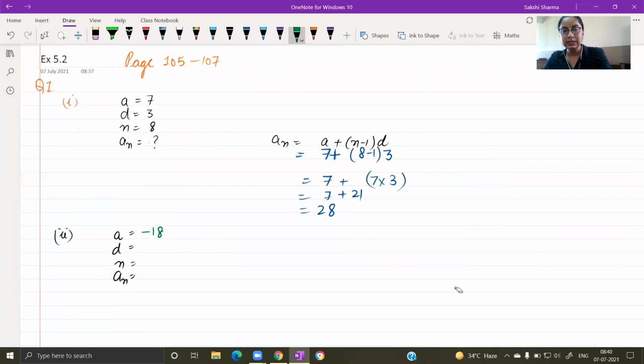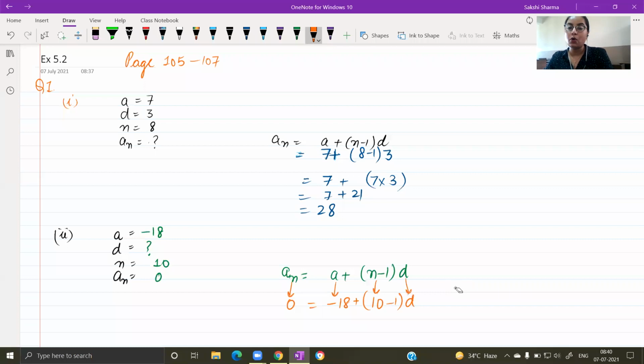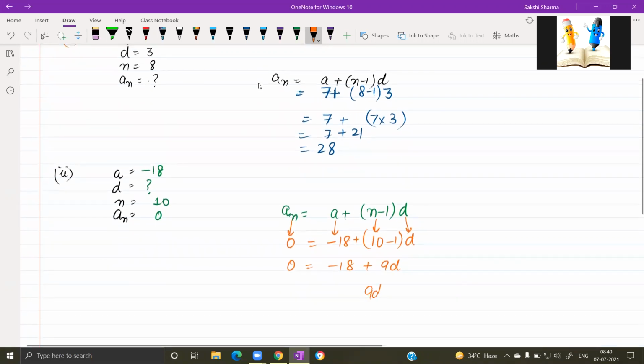A is minus 18. Common difference is not given. N is given as 10 and AN is 0. The formula for the nth term, same formula: AN equals A plus N minus 1 times D. Substitute the values you have here. AN is given as 0, A is given as minus 18, N is given as 10. Common difference is missing, so we'll keep it as such. Now work with this equation and find out your answer. D is equal to 2.